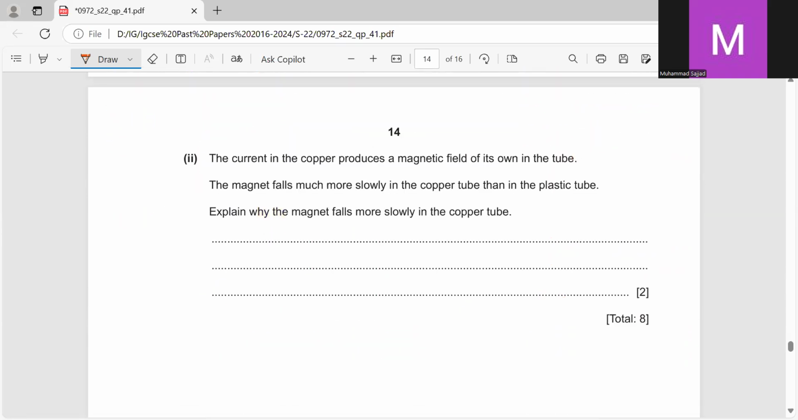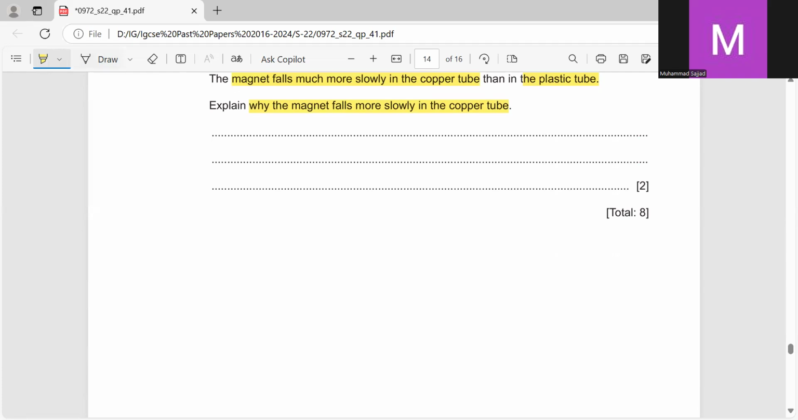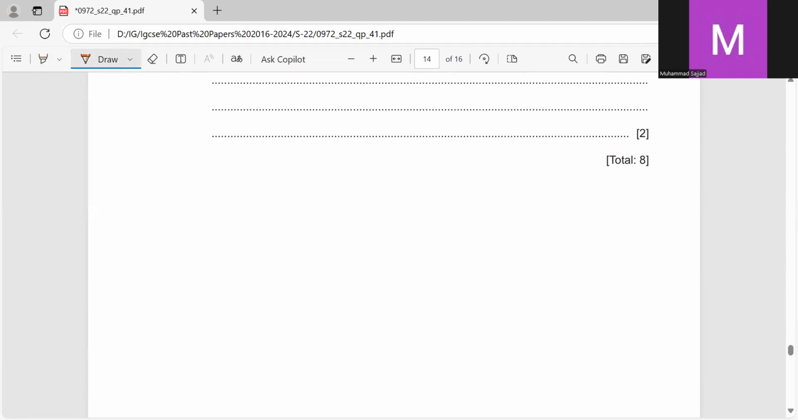Then, my dear friends, the current in the copper, see, it is mentioned very clear. The current in the copper produces a magnetic field of its own in the tube. So the magnet falls much more slowly in copper tube than in the plastic tube. Explain why the magnet falls more slowly in the copper tube. See, more slowly in copper tube. That is just because of this magnetic field of current. Let me tell you roughly, if you remember your two lessons.